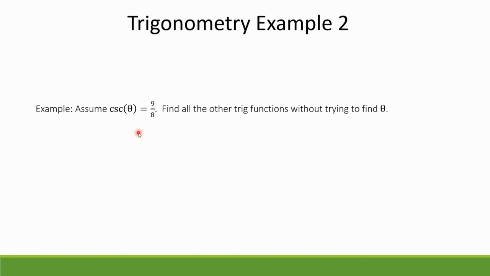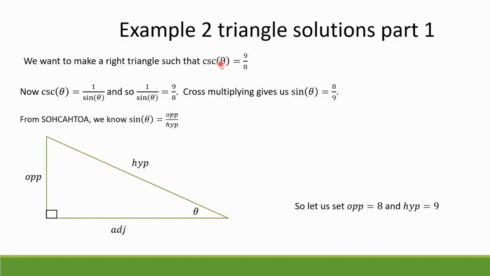But let's suppose now cosecant of theta is 9/8. We're going to find all the other trig functions without trying to find theta. We are assuming that theta is acute, meaning it's between 0 and 90 degrees. Again, we want to make a right triangle so that this is true. How do we do that?